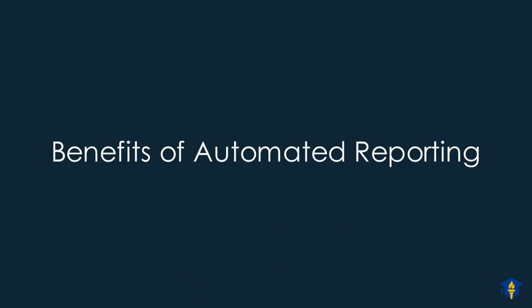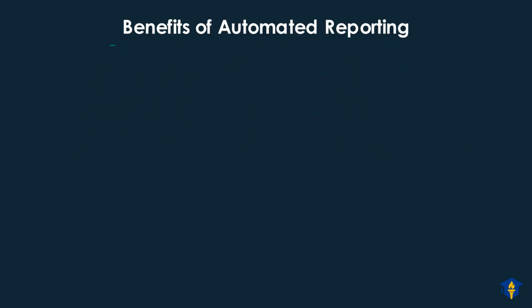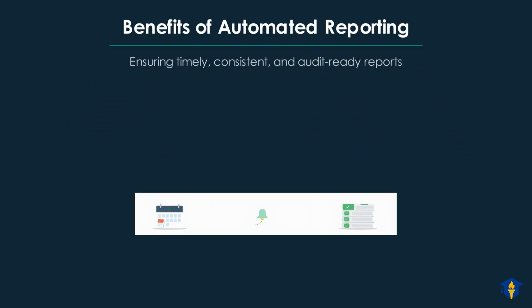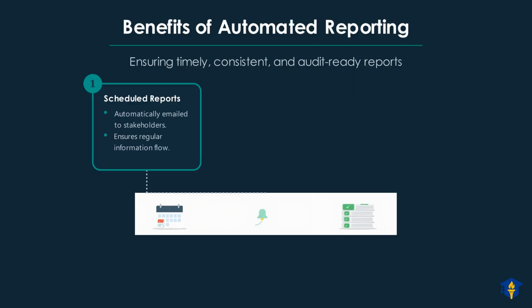Let us now look at the many significant benefits of implementing automated reporting in a laboratory. Automation ensures that all reports are consistently delivered on time, are highly consistent, and are always audit-ready. One key benefit comes from scheduled reports, which provide regular, automated data delivery. These reports are automatically generated and emailed to relevant stakeholders, ensuring everyone stays informed effortlessly. This consistent distribution guarantees a regular and predictable flow of essential information across the organization.